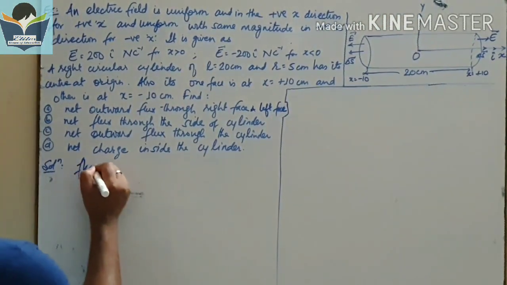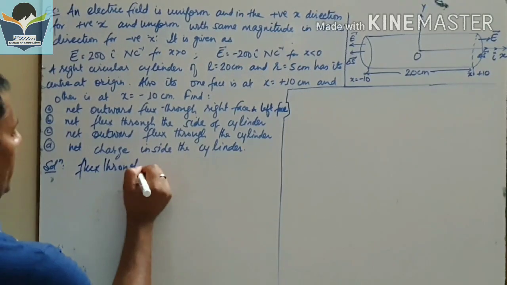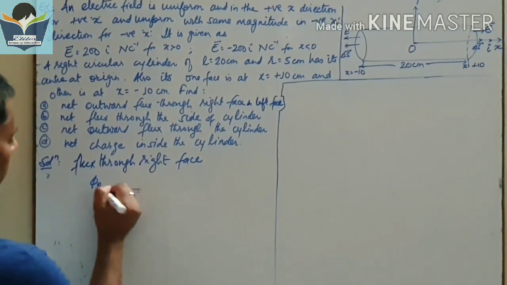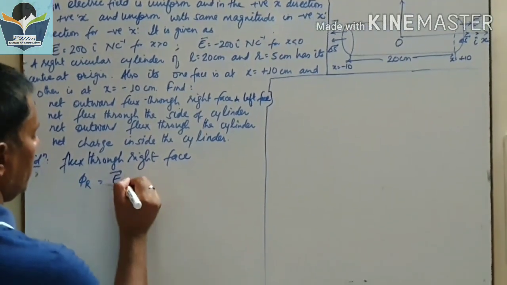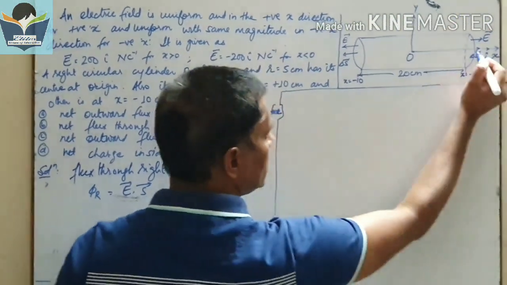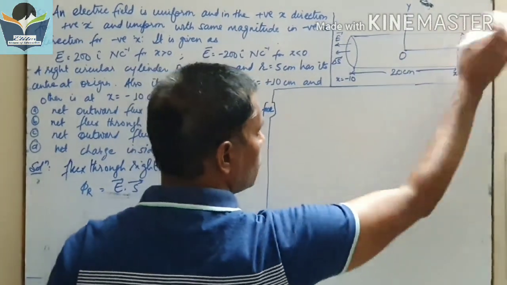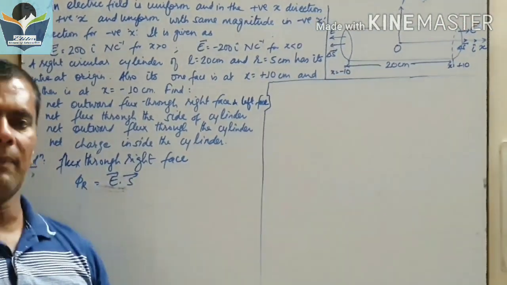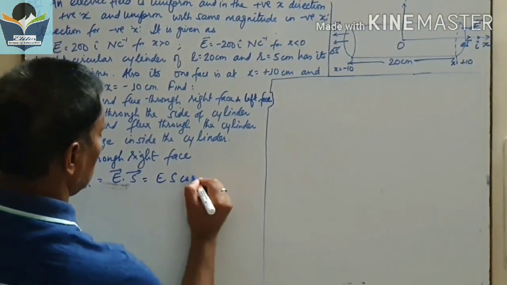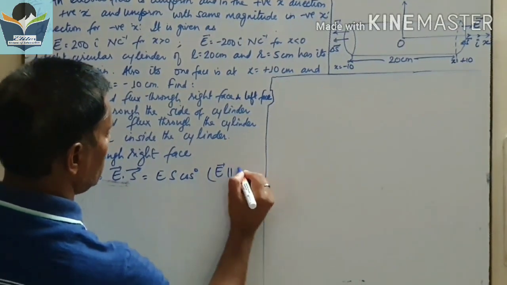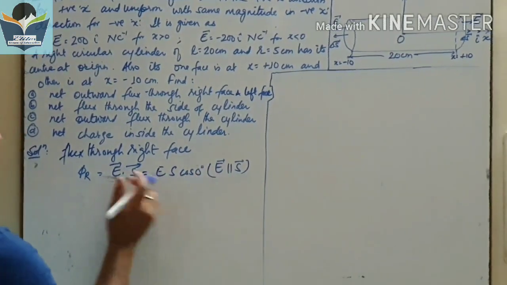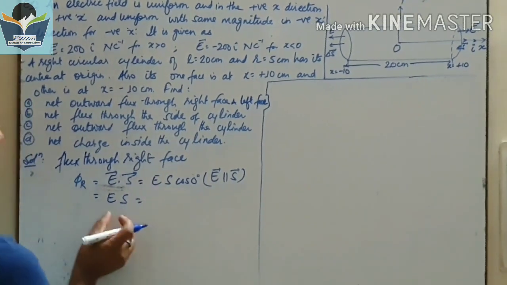So first of all we find out the flux through the right face. Now see, the flux through the right face, how much will it be? Vector E dot vector S. Both these vectors are in the same direction. You can see that S is coming outward, the field is outward, so they are parallel to each other. When they are parallel, the angle between them is 0 degrees. So it is E S cos 0, as vector E is parallel to vector S. Now cos 0, how much will it be? 1. So this remains only E into S. How much is E?